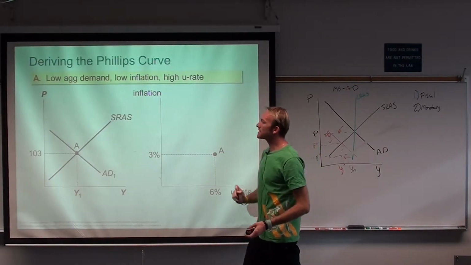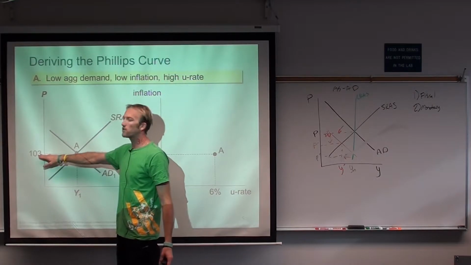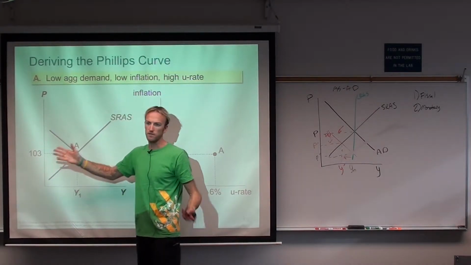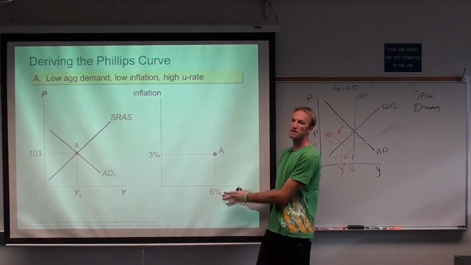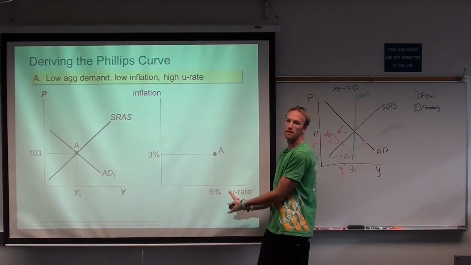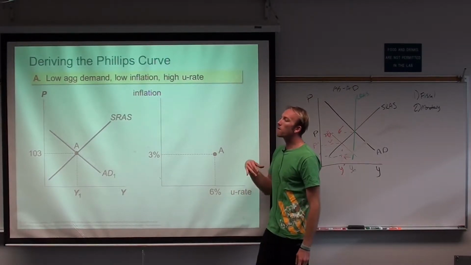So let's say that the price level was 100 and it went up to 103. That's 3% inflation. That's just to make it really simple. 3% inflation. Let's say that we have, I just made this number up, 6% unemployment rate. Just a high number. I tried to make up a high number. Now, what was the other option?